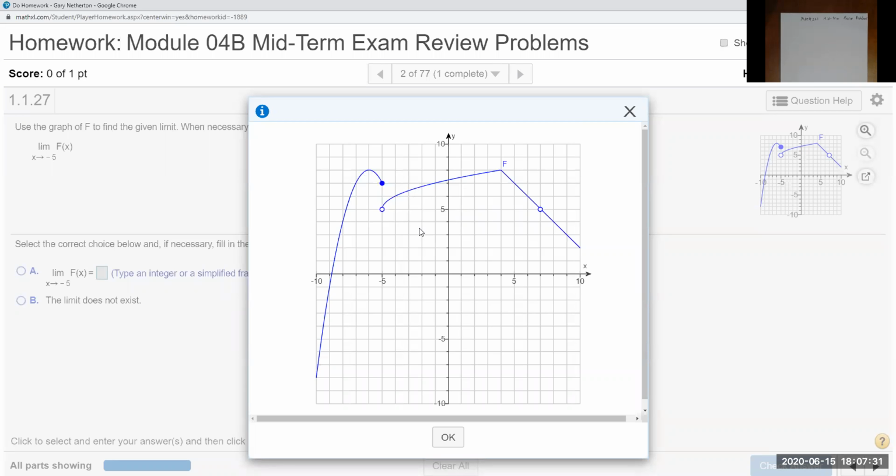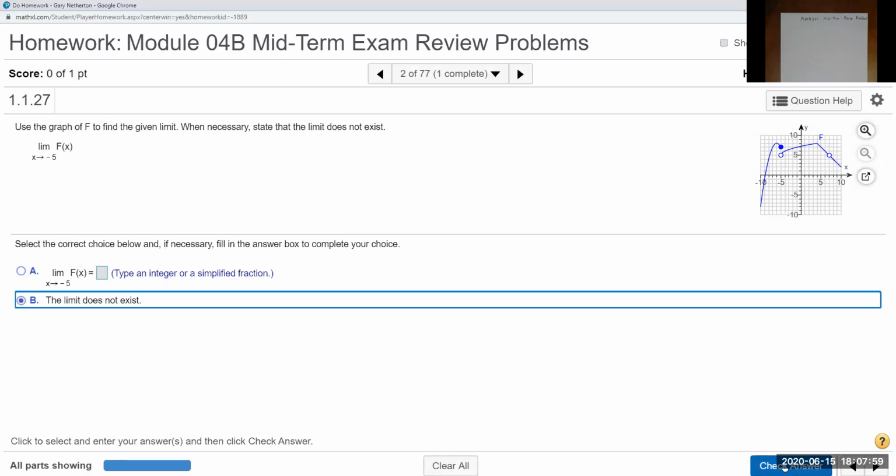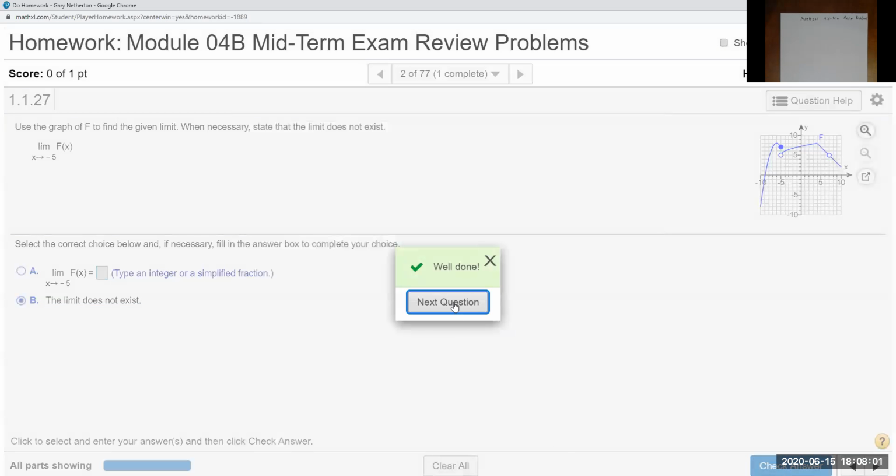Therefore, we do not have a limit, because you only have a limit when the function's the same when you approach it from the left and the right. The function has to be the same, no matter which direction you come from. Here, obviously, we are not approaching the same value. So for my answer, I would choose B, the limit does not exist, and that is correct.